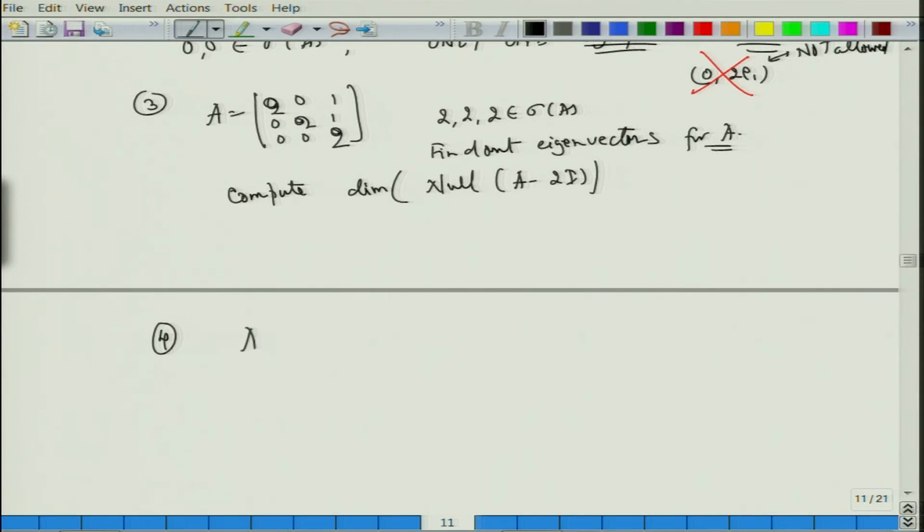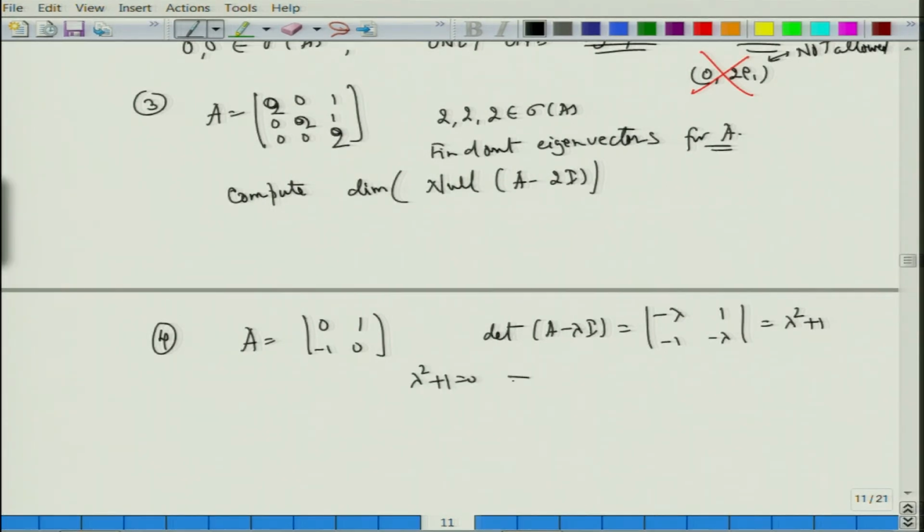Fourth, look at this matrix A, which is [0 1; minus 1 0]. So everything here is real entries. Let us compute the determinant of A minus lambda I. The determinant of this will be 0 minus lambda, 1 here, minus 1 here, and minus lambda here. So this is the same as lambda squared plus 1. If I want to get the eigenvalues, you have to write lambda squared plus 1 is 0, and this implies that lambda is equal to plus and minus i. So you have complex eigenvalues.